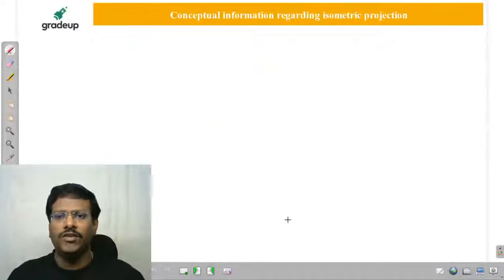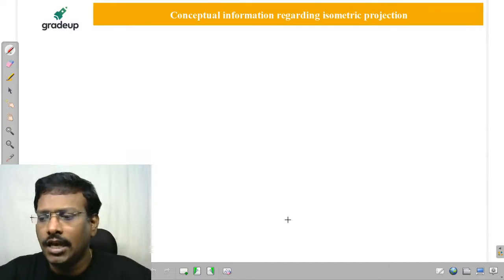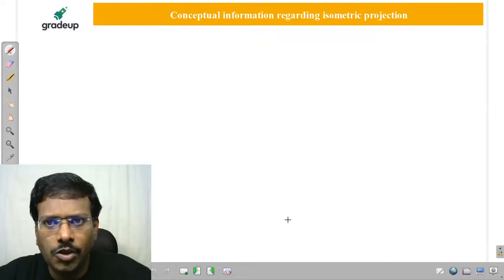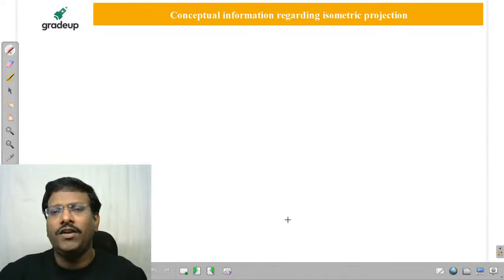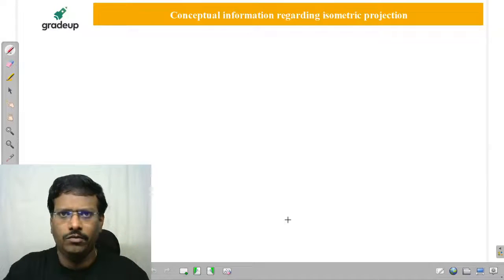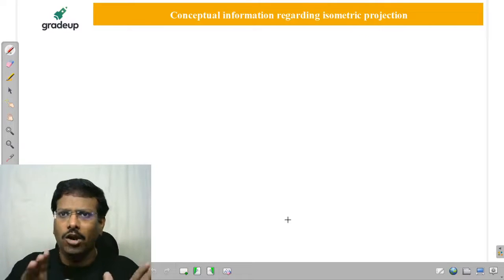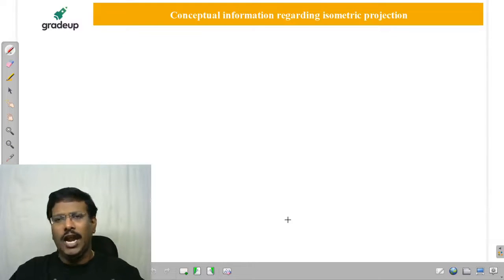Good, my dear friends. Without much delay, we will try to enter into today's topic, that is nothing but conceptual information of isometric projection. Anybody, my dear friends, I will give 1 minute time. Whatever idea you have, can you give regarding isometric projection? Regarding isometric projection, whatever information you know, try to tell me. Later I will come.